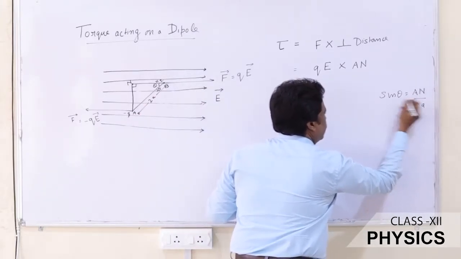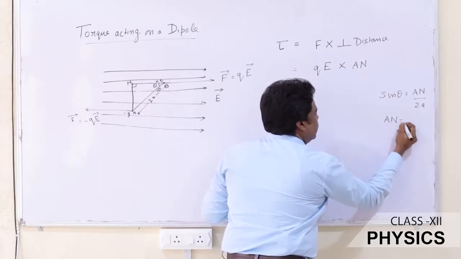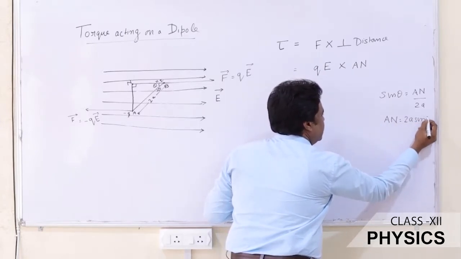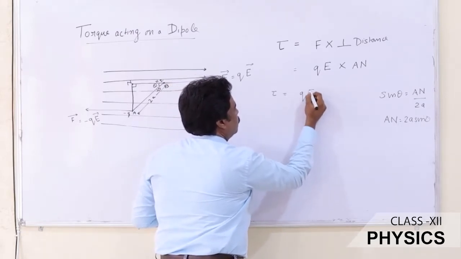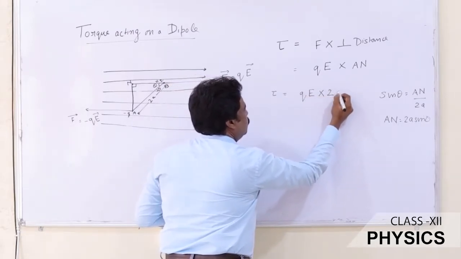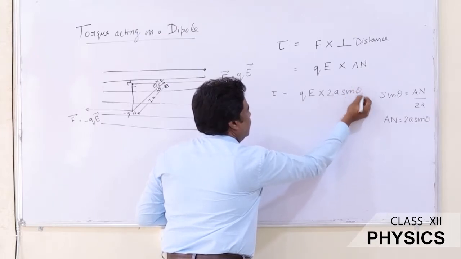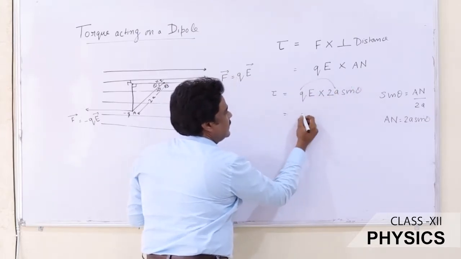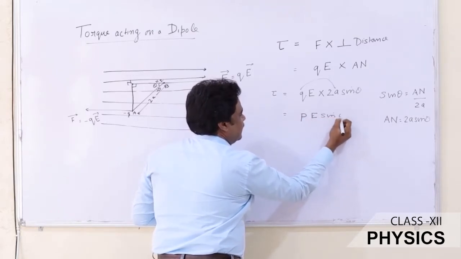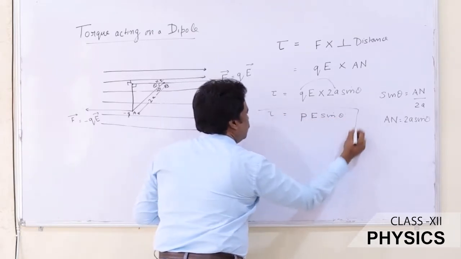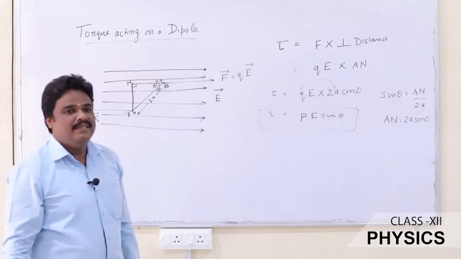AN by 2A, so AN will be 2A sine theta. So I can put it here. So what is tau? Tau is equal to QE into 2A sine theta. You know, Q into 2A is the electric dipole moment P, so tau is PE sine theta. Now this is the magnitude form of torque acting on the dipole.